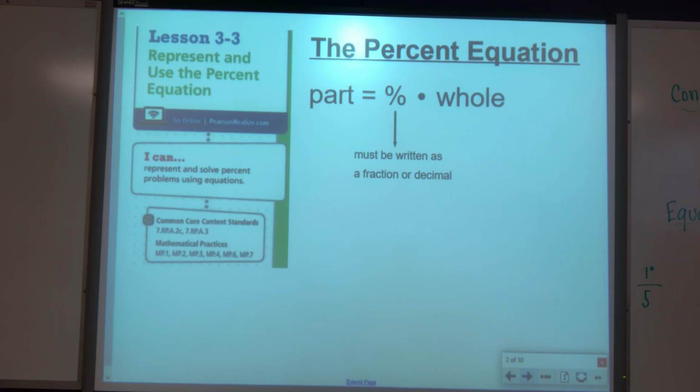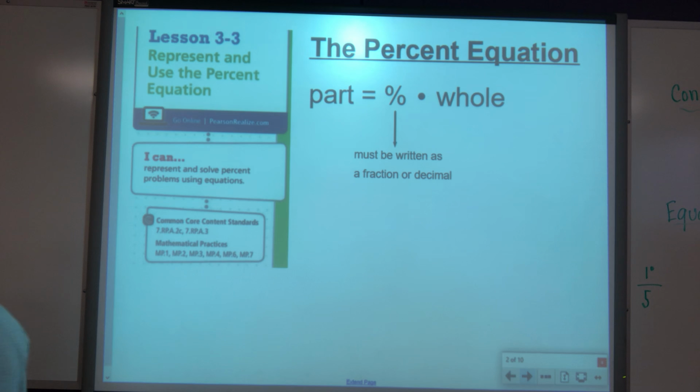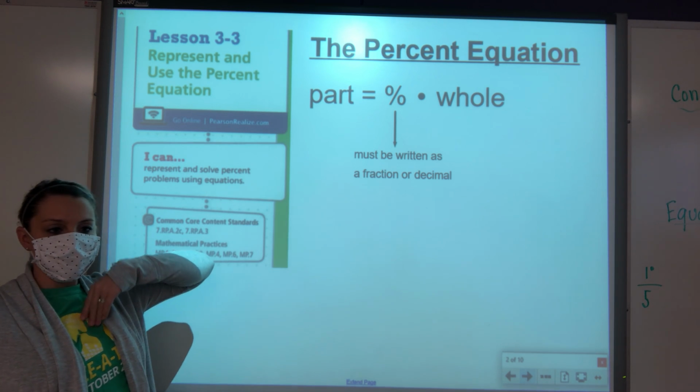Alright, so today we're going to talk about the percent equation. Monday and Tuesday we talked about the percent proportion, where we have part over whole equals percent over 100. So our part to whole ratio is equal to our percent ratio. Today we're going to focus on the percent equation.